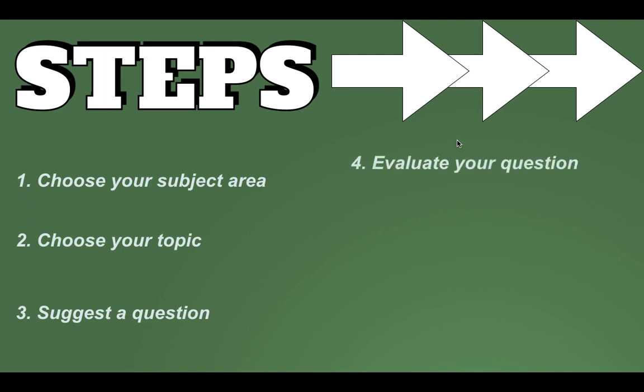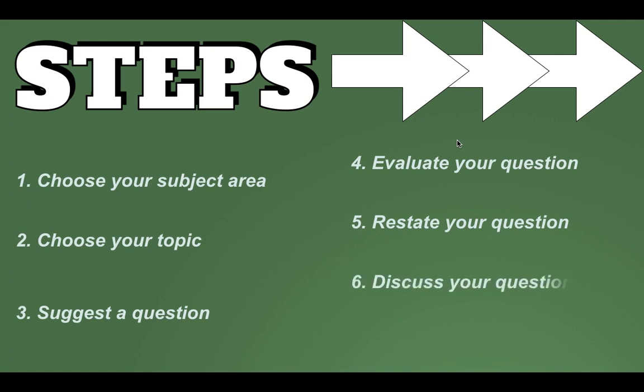Once you have that, you can evaluate your question. You can measure it against the criteria that we've talked about. Is it clear? Is it focused? Is it arguable? Then you can restate your question in order to make sure that your question meets that criteria. After that, you can discuss it with a trusted authority. This might be a teacher, it might be a peer, it might be a supervisor. It's somebody who can give you some feedback to make sure that you're moving in the right direction.